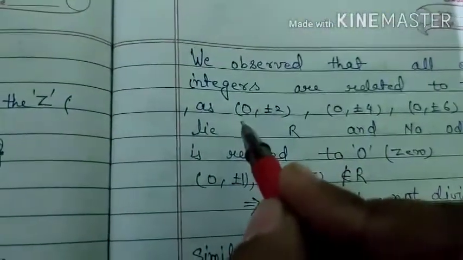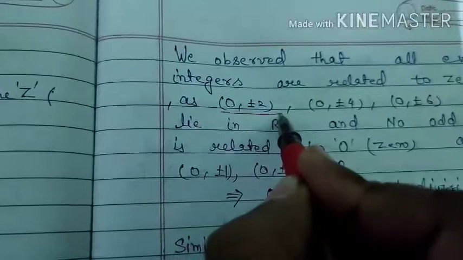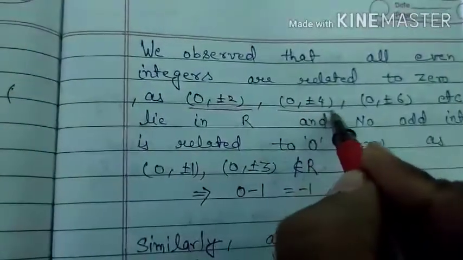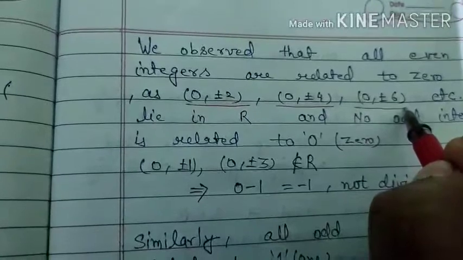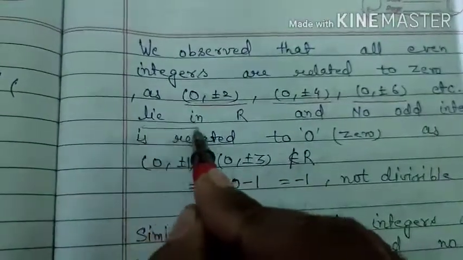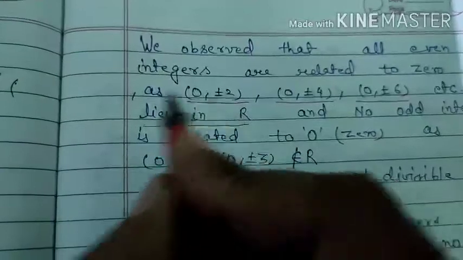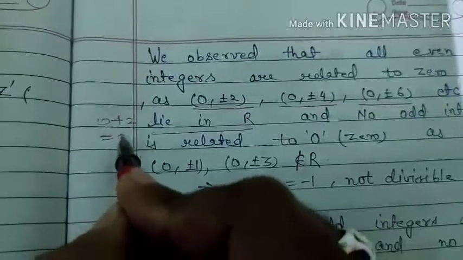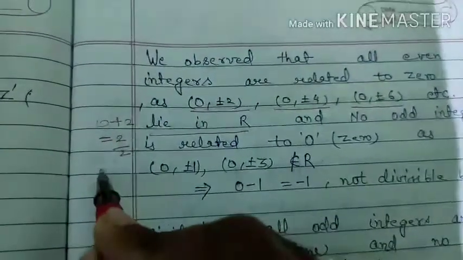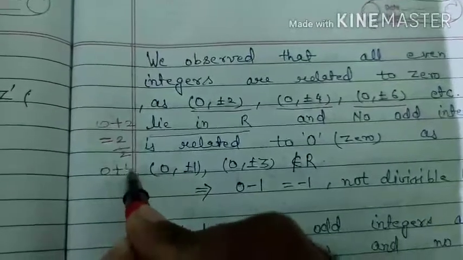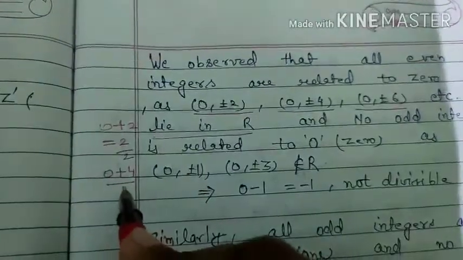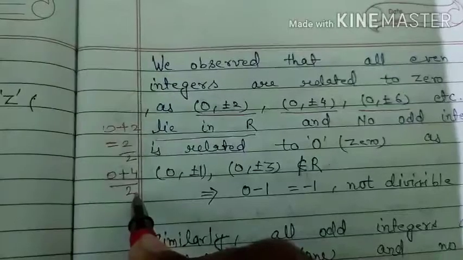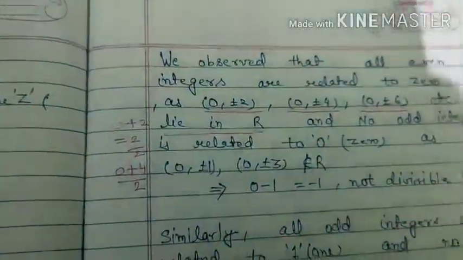Because of this relation, (0, ±2), (0, ±4) and (0, ±6) lie in R. As you can see, this 0 plus 2 will give you 2, that is divisible by 2. Similarly, 0 plus 4 will always give you a number which is divisible by 2. That's why we are calling this 0 an equivalence class.